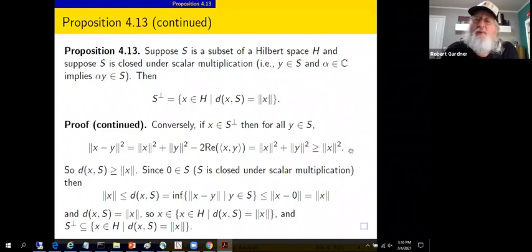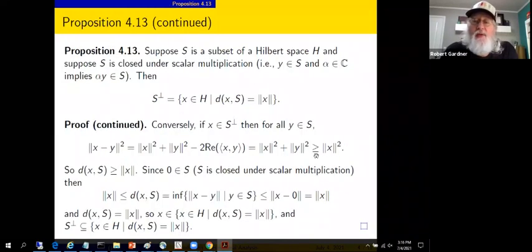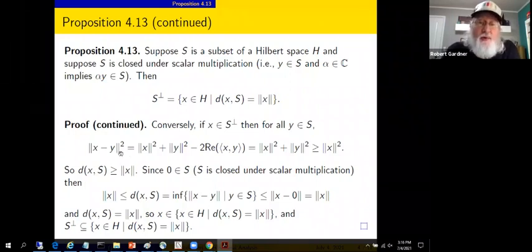Certainly that's greater than or equal to the norm of x squared because the norm of y squared is greater than or equal to 0. So just drop that. And that establishes this inequality. So we've got the distance from x to S also bounded below by this quantity. Now what we're going to do, we take square roots first to get the squares out of the way, but we've got the norm of x minus y greater than or equal to the norm of x.